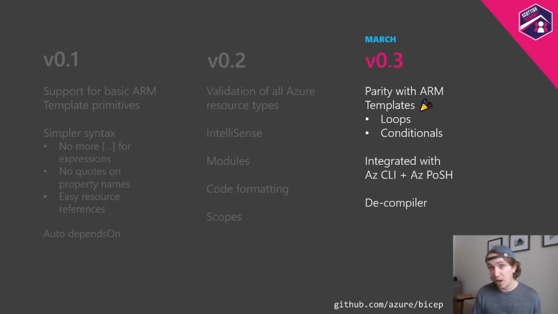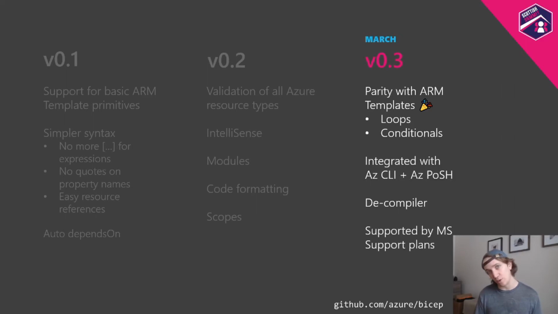We have a decompiler now, so in order to help you move from ARM to Bicep as easily as possible, we have a decompiler. That is a best effort process. At the end of the day, it is always machine-generated code, but it will get you started quickly, and then the VS Code tooling for Bicep makes it easy to rename identifiers and things like that pretty easily.